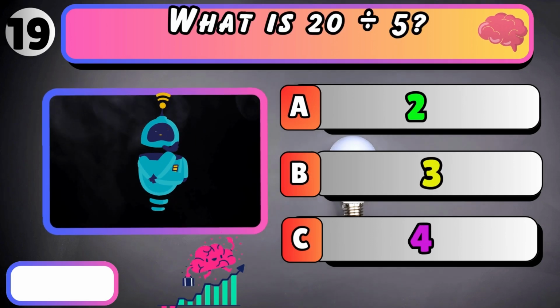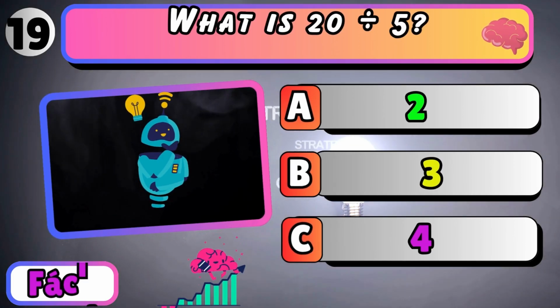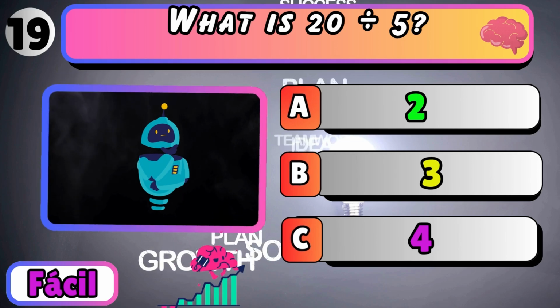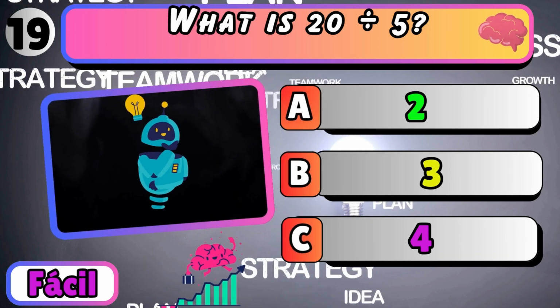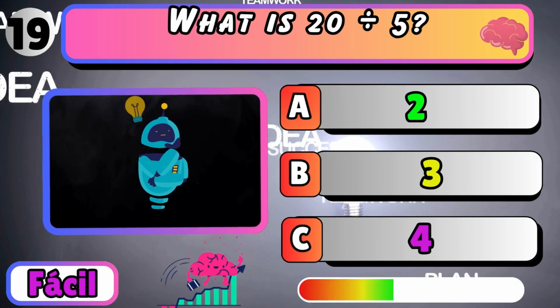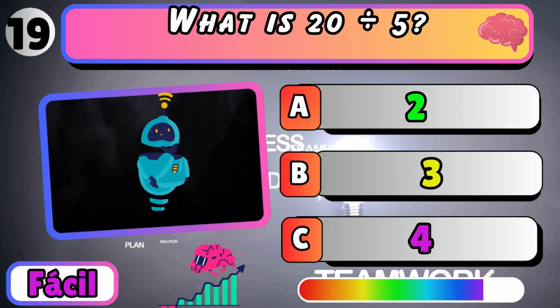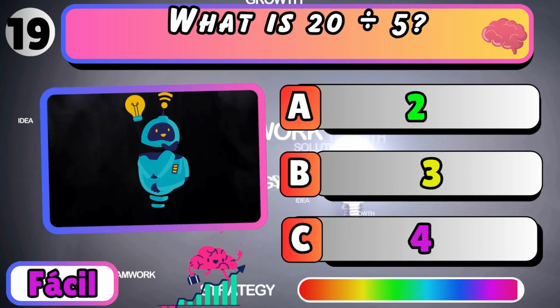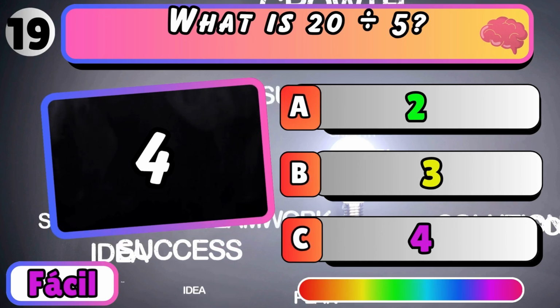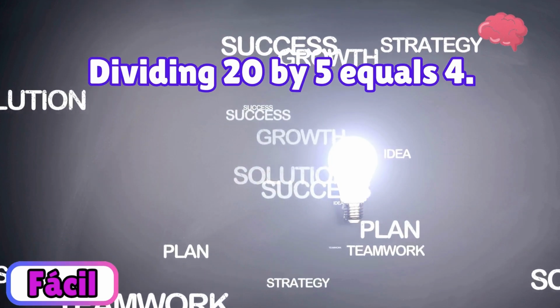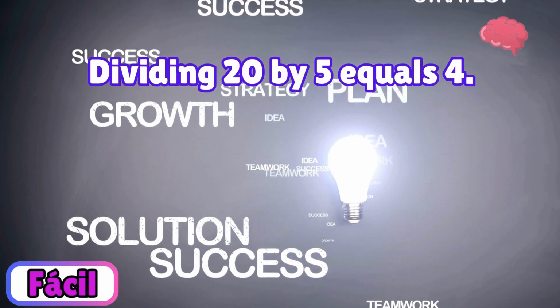What is 20 divided by 5? 2, 3, or 4? 4. Dividing 20 by 5 equals 4.